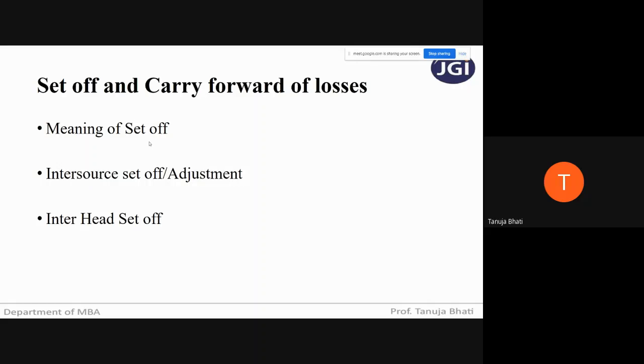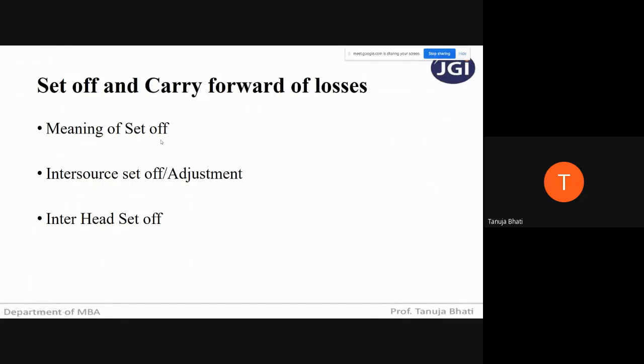Different heads of income, we know, are 5 heads of income. So when you're setting off the losses against the profits from another source of income or from the same source of income in the same assessment year, it is called set off of losses. And what is carry forward? Suppose you're not able to set off the losses, suppose there is no sufficient profit among the different sources or different heads of income and you're not able to set off that particular loss, you can carry it forward to the next assessment year. So the balance of the loss can be carried forward to the next assessment year.